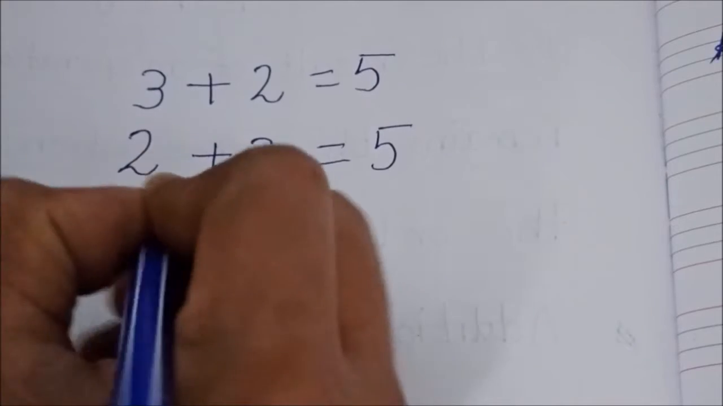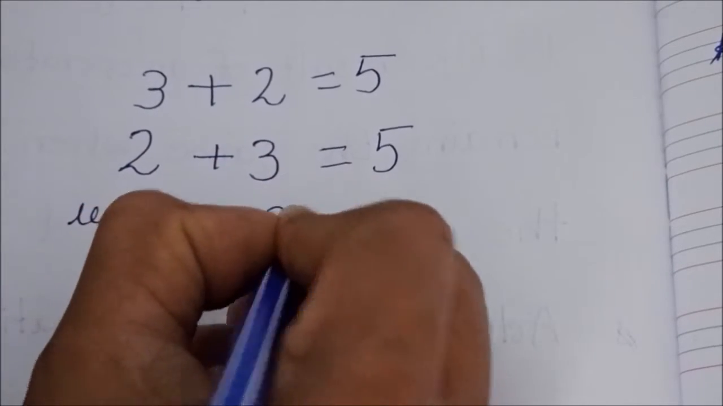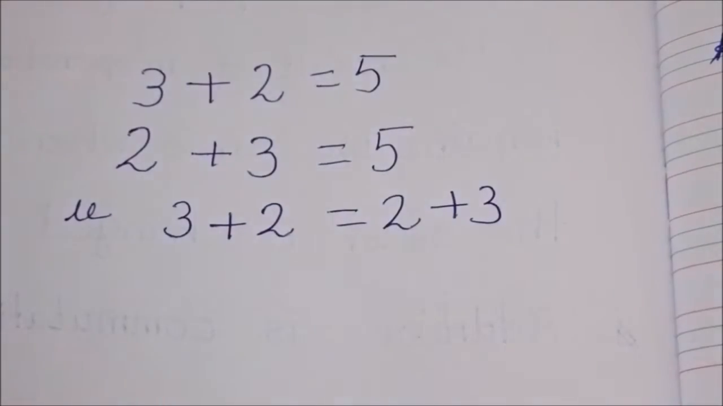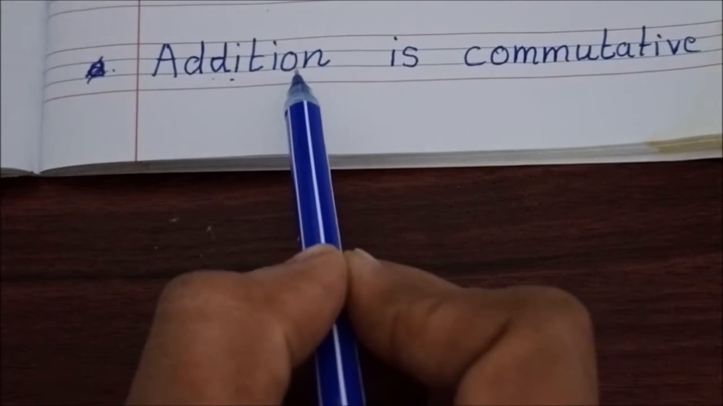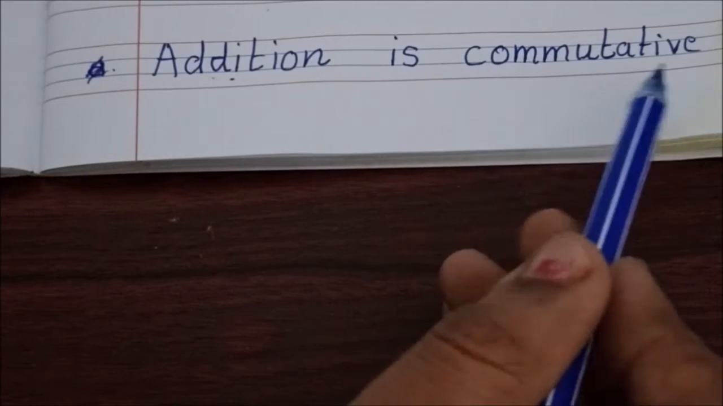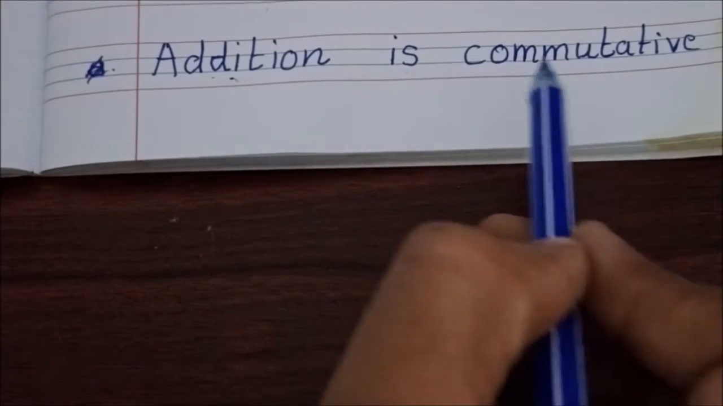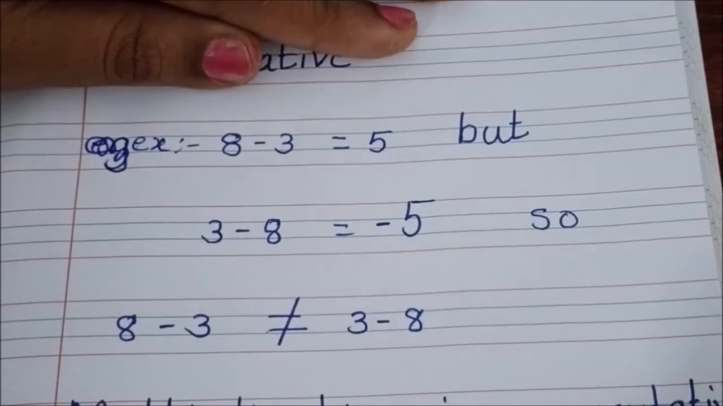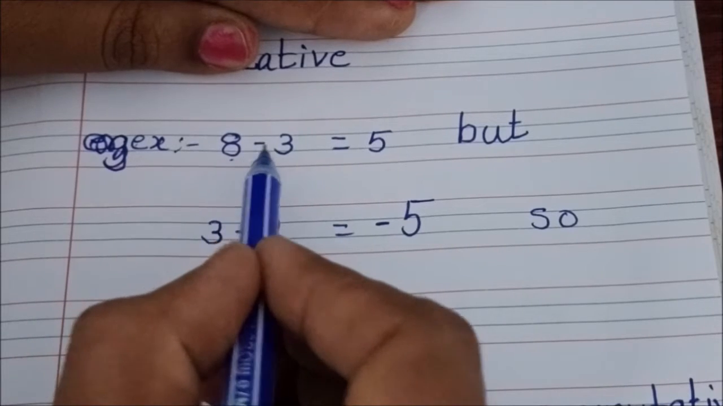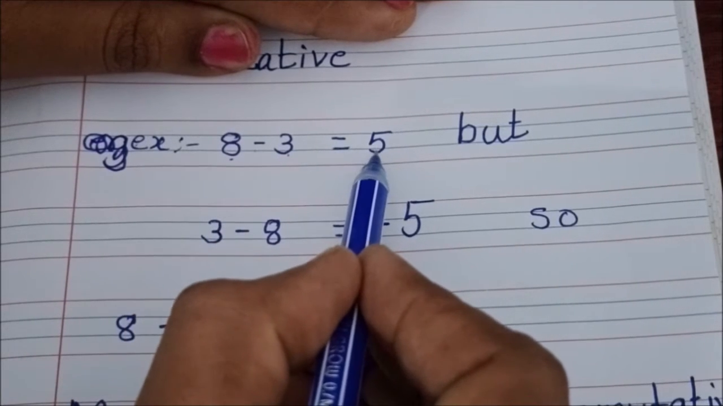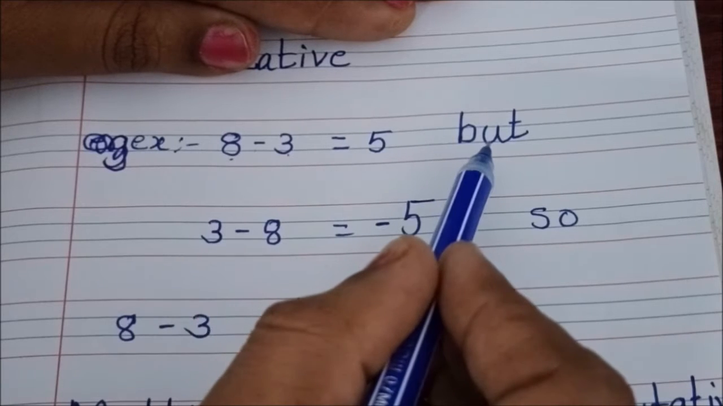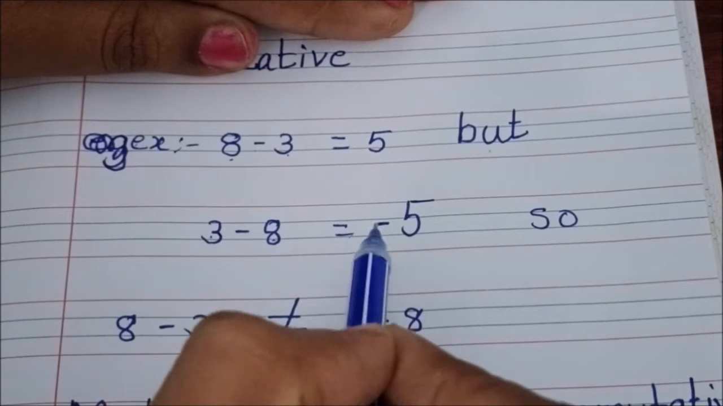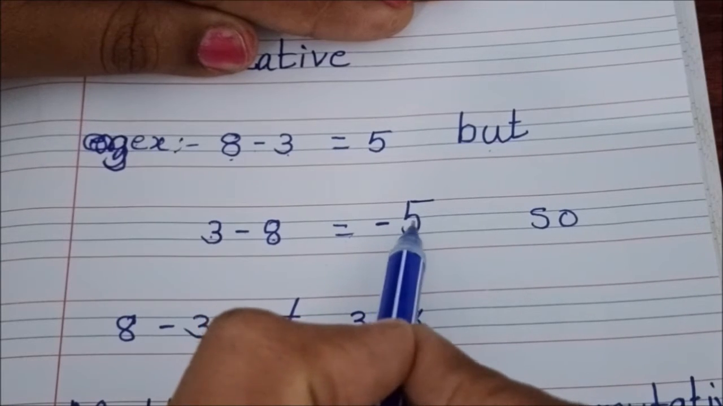That means 3 plus 2 is equal to 2 plus 3, which means addition of whole numbers is commutative. Addition is commutative. Now we will see whether the subtraction is commutative or not. 8 minus 3 is equal to 5. Right? But 3 minus 8 is equal to minus 5.